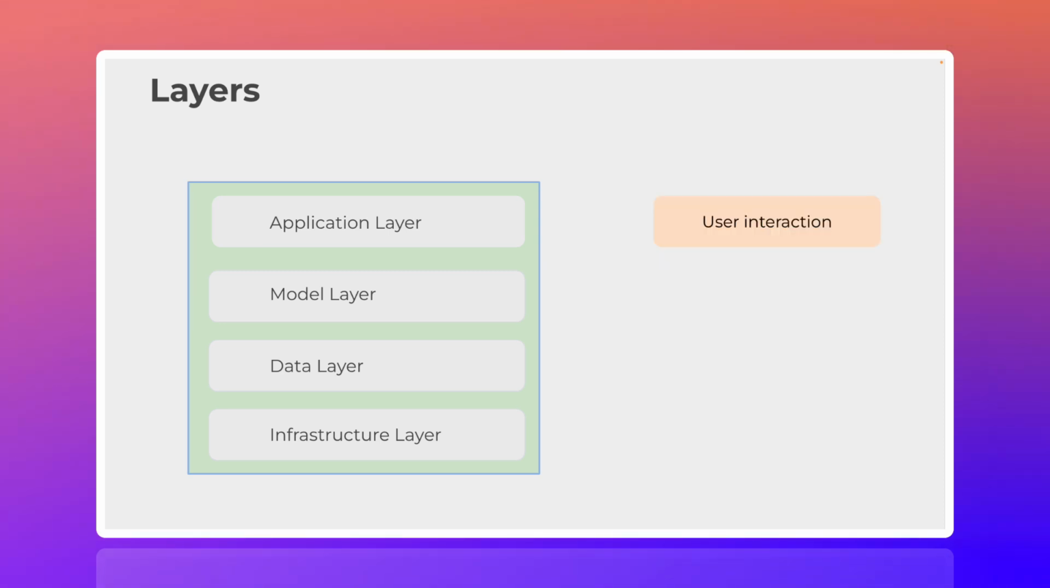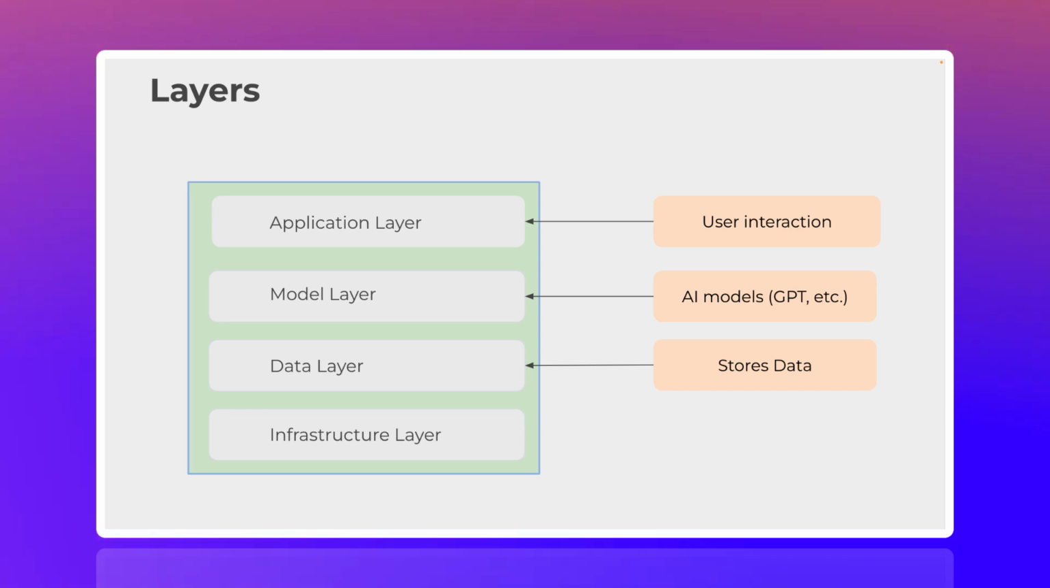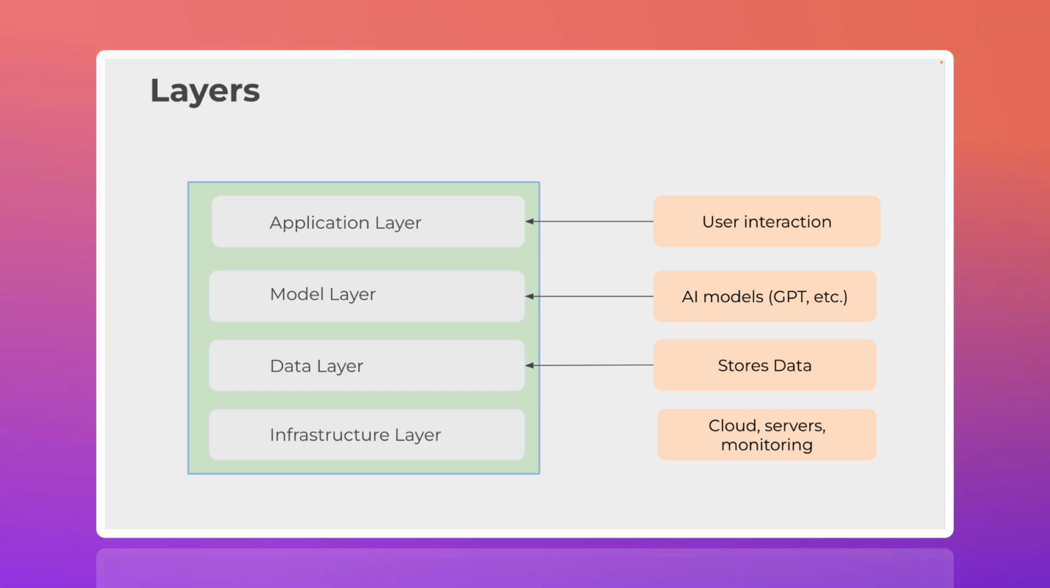So the application layer would, of course, deal with the user interaction, the user interface essentially. The model layer will deal with AI models. In this case, it would be GPT or any other model that's been used. And the data layer, as the name implies, this is where we are storing data pertaining to our application. And then we have the infrastructure layer. This is where we have the cloud platform, servers, monitoring and logging and all of that. It's important to have these layers because this is part of structuring, of architecting our Gen application.